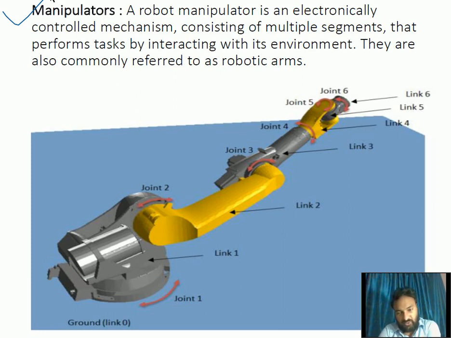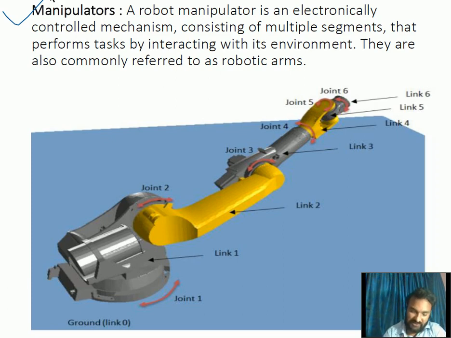Now, what does it mean to manipulate? Manipulate is handling the parts or controlling the parts. In a manipulator we don't need any operator to grab the part. The robotic arm is used to grab the part and put it in a particular way, to handle the part in a particular way. That is why it is called a manipulator.